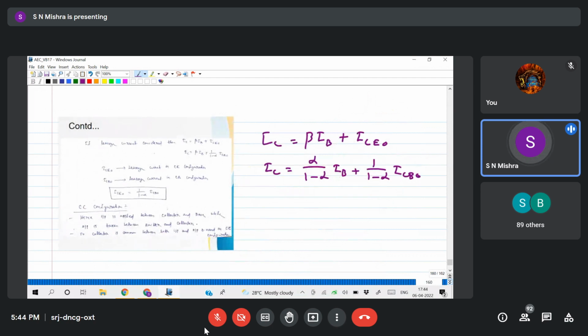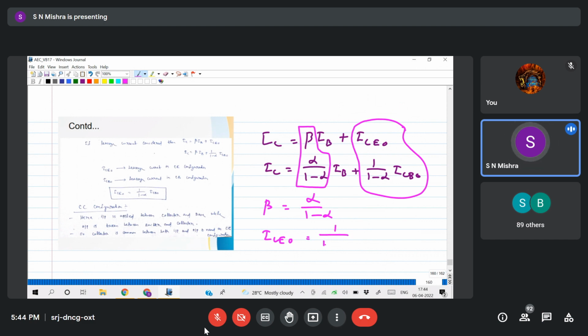Now you compare these two, what will you get? This factor is the same as this factor and this term is the same as this term, or not? Yes, sir. So I can write beta equals alpha by 1 minus alpha and ICEO equals 1 by 1 minus alpha into ICBO.